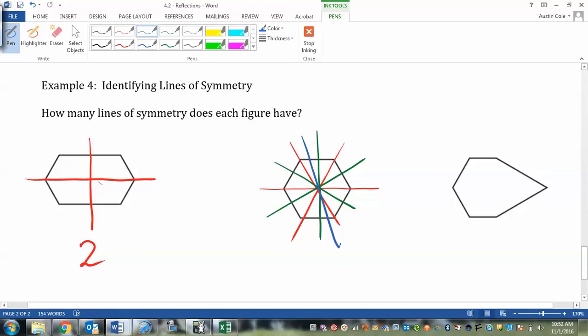Is the blue line a line of symmetry? Wait, no, the blue line's not. So how many do I have here? 1, 2, 3, 4, 5, 6, 7, 8, 9, 10, 11, 12. Pierce, how many do I have? 6. I've got 6 of them, right? Don't count them twice. I've got 1 here, 2, 3, 4, 5, 6. This one I've already counted up there. So I have 6 lines of symmetry there. And lastly, real quick, I believe I have 1 line of symmetry there.